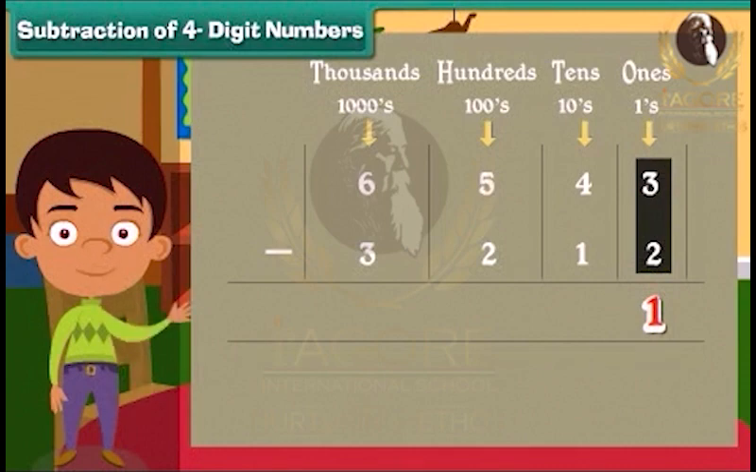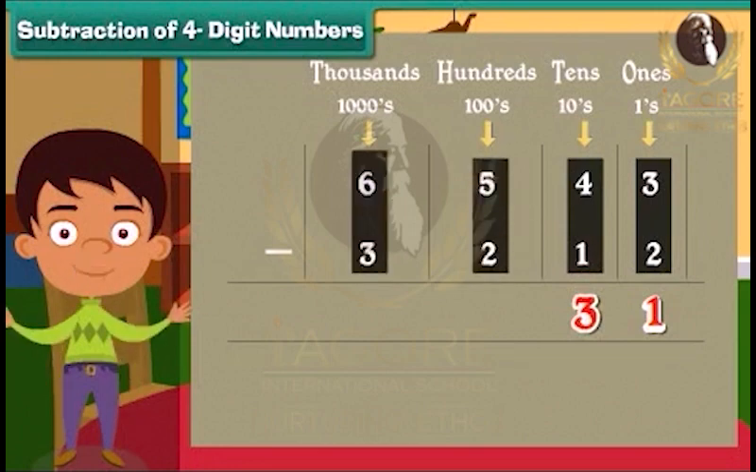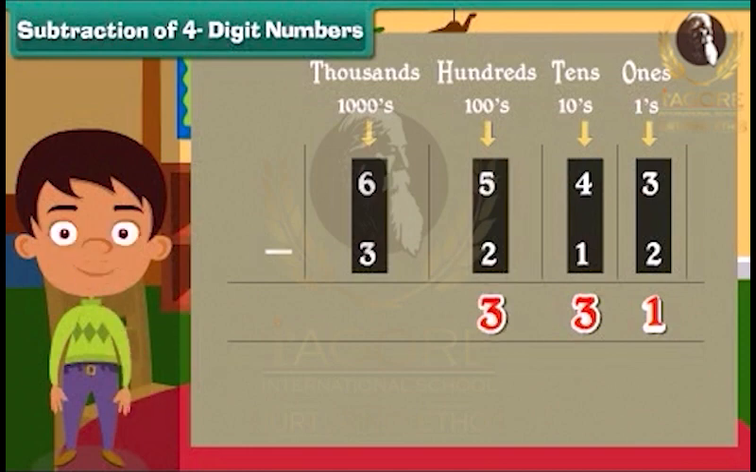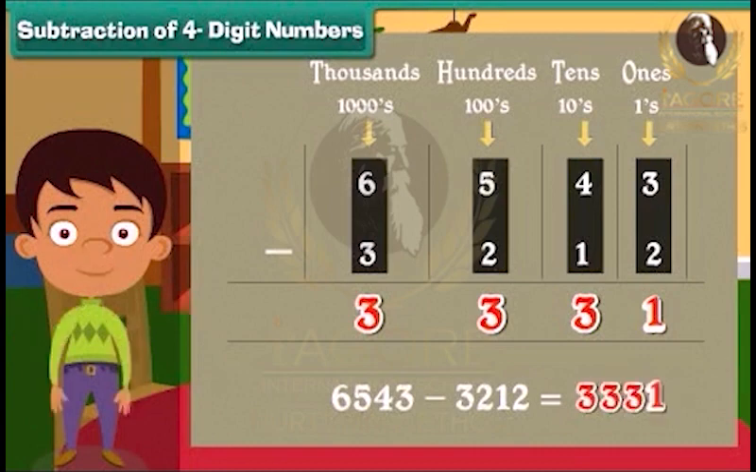Subtract tens. 4 minus 1 is equal to 3. Similarly, subtract hundreds and thousands. 5 minus 2 is 3 and 6 minus 3 is 3. So, 6543 minus 3212 is 3331.